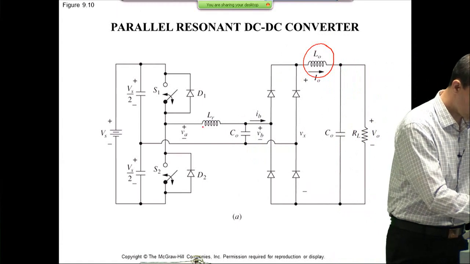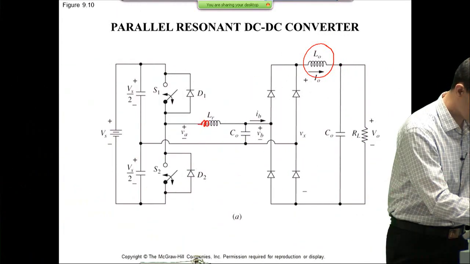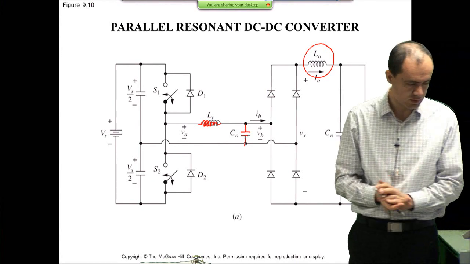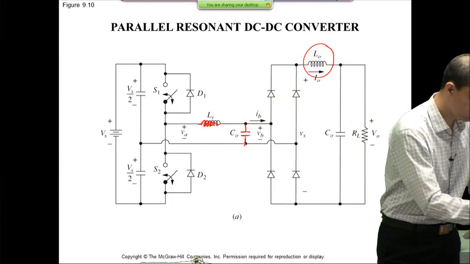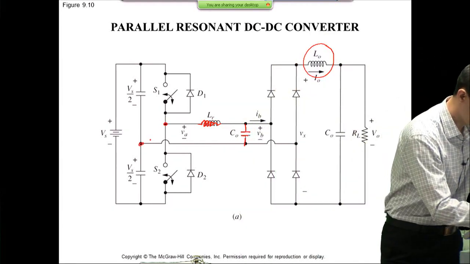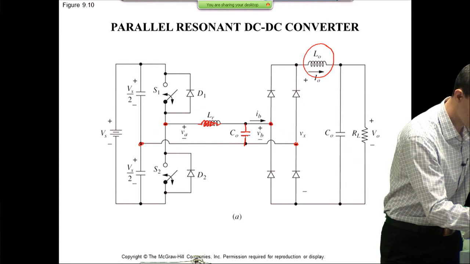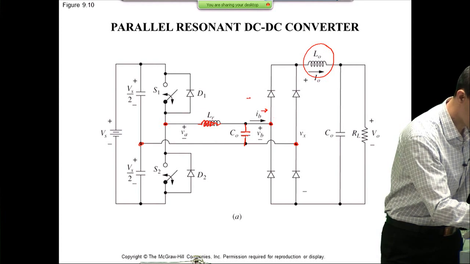Then your resonating components are this inductor over here and this capacitor over here. Other than that, it's pretty much the same. On the left-hand side, you have a half bridge to create a square-shaped voltage signal from here to here. And over here, because we have a current source, you can argue that the current that is going out is now kind of a square shape.